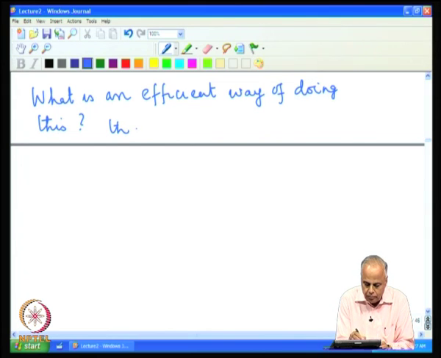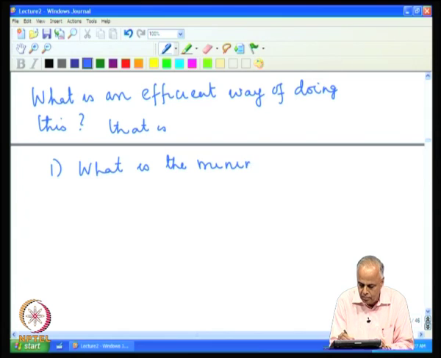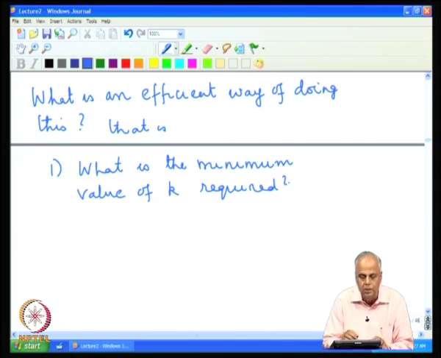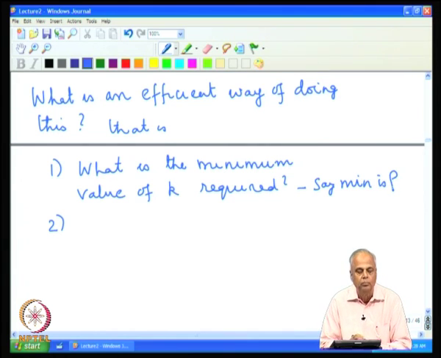So, the first question is, what is the minimum value of k required, that is, what is the minimum number of sums that you have to take in order to construct the matrix A. Of course, the answer will depend on the properties of that matrix, so this number k will depend on A. The second question is, having fixed that number k, say the minimum is rho. Usually, eventually you will see that rho is the rank of the matrix.